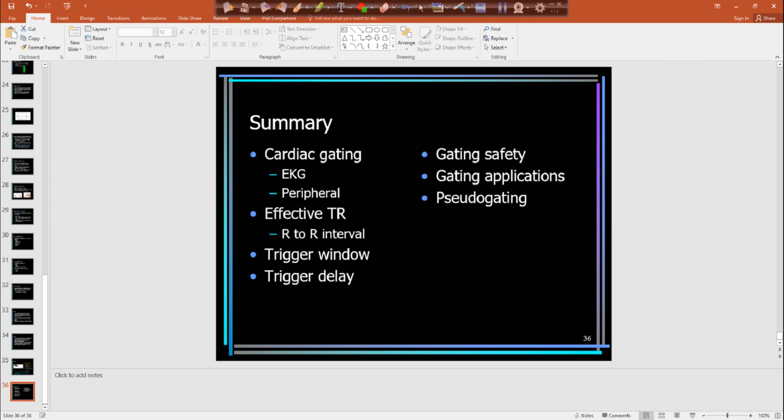What this is doing is basically calculating our effective TR, subtracting our safeguards, our trigger window and trigger delay. Our trigger window is a percentage, and our trigger delay is usually just in milliseconds. Anytime we do this gating, we always have to be concerned with the patient's safety because we have all these extra electrodes and wires.